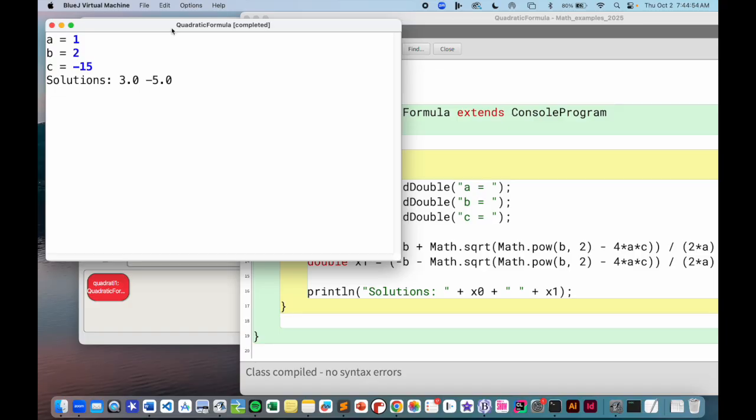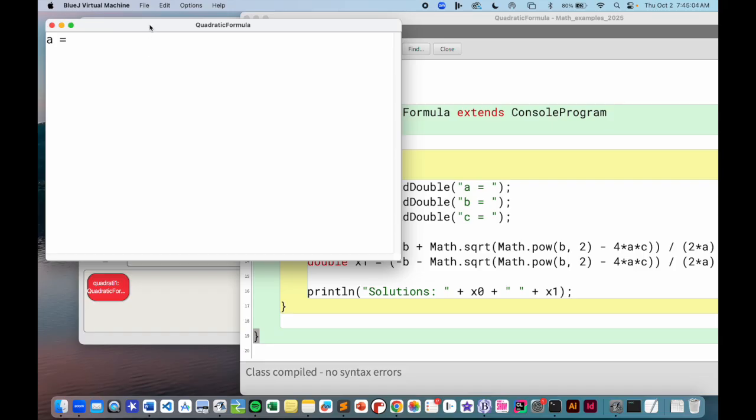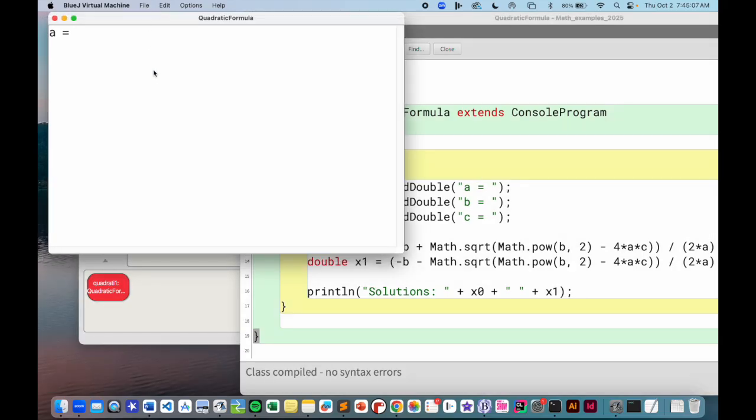You might notice, though, that depending on how you run this, it might give you a slightly weird output. So let me go ahead and run it again with some different numbers. Here I'm going to run it. Let's do 1, 2, and 3. And weirdly, I get NaN, or nan. This actually stands for not a number.